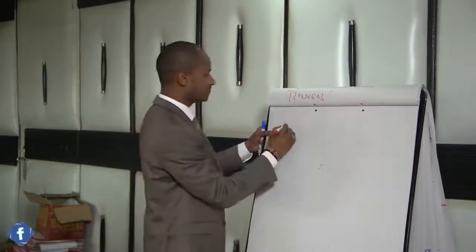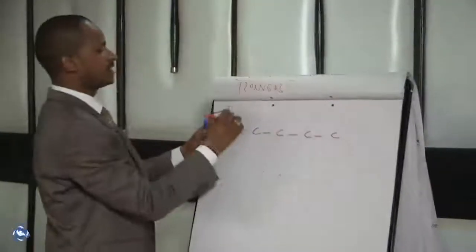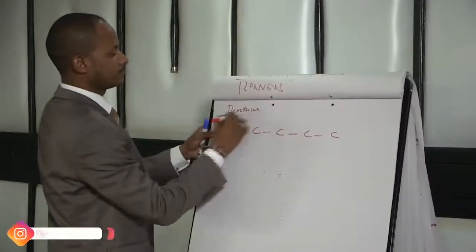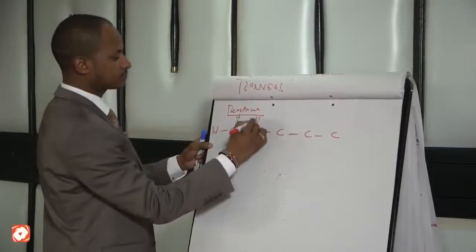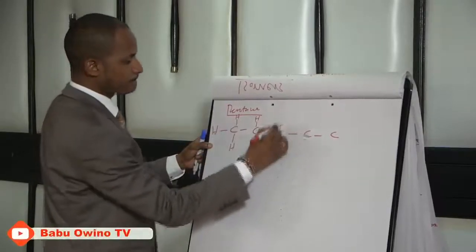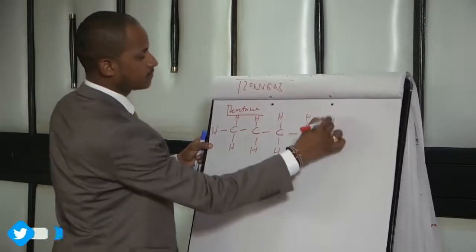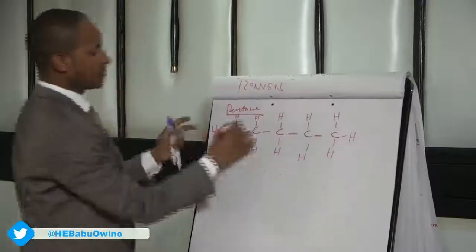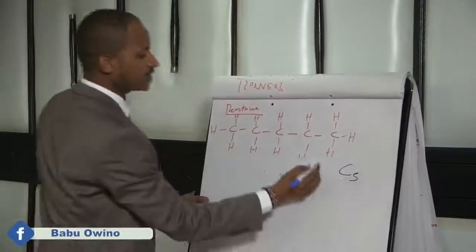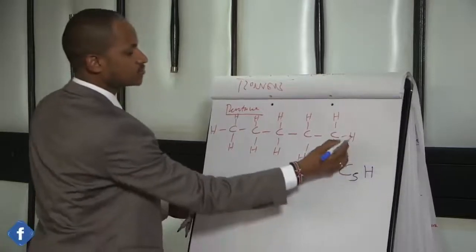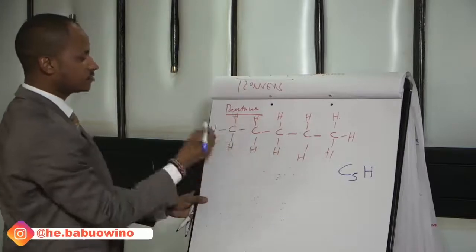Another example, if you want to do for pentane, this is the structure for pentane. So pentane here has 1, 2, 3, 4, 5. The carbons are 5 and hydrogens are how many? Hydrogen atoms 1, 2, 3, 4, 5, 6, 7, 8, 9, 10, 11, 12.